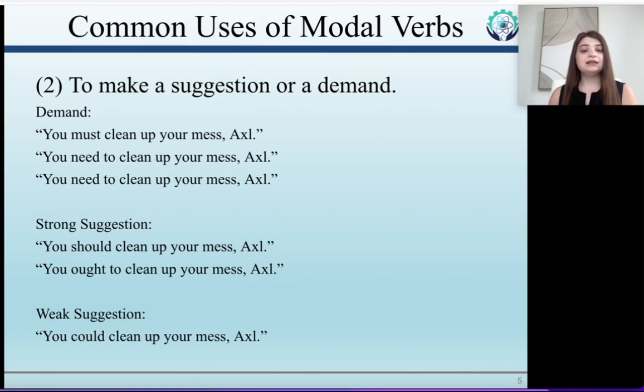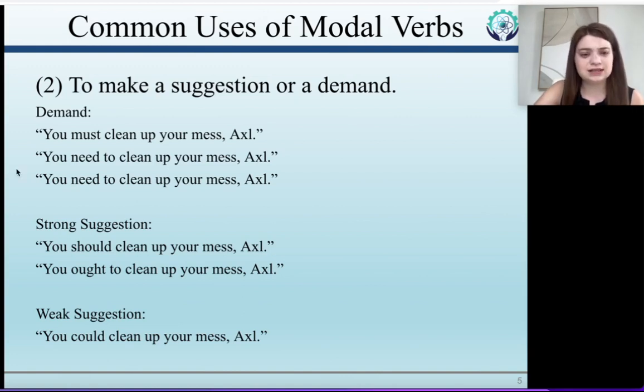The second way is to make a suggestion or a demand, right? So let's say that we're a parent and we really, really need Axel to clean up his darn mess, right? We're his parent. We might demand him to and say, Axel, you must clean up your mess. Or, you need to clean up your mess, Axel, right?